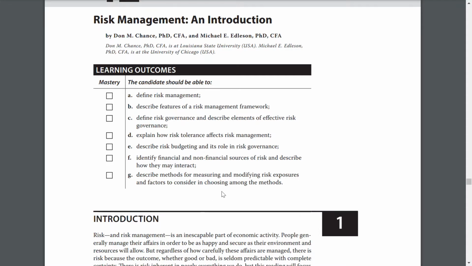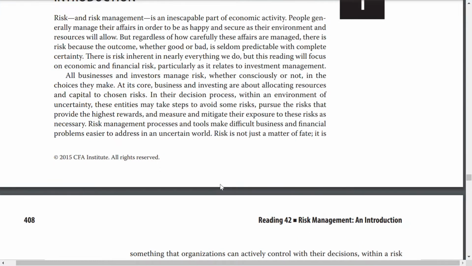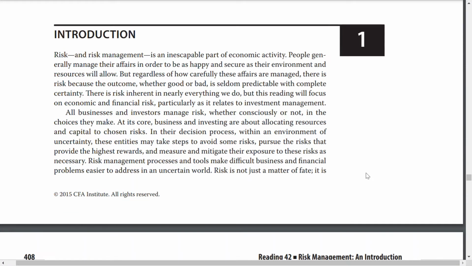Introduction. Risk and risk management is an inescapable part of economic activity. People generally manage their affairs in order to be as happy and secure as their environment and resources will allow. But regardless of how carefully these affairs are managed, there is risk because the outcomes, whether good or bad, are seldom predictable with complete certainty. There is risk inherent in nearly everything we do. But this reading will focus on economic and financial risk, particularly as it relates to investment management.